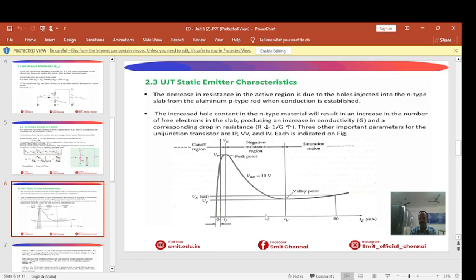Once the peak is reached, the emitter junction becomes forward biased and holes are injected into the N-type bar, and the resistance decreases suddenly. This causes a large increase in the emitter current and a sudden drop in the emitter voltage. This phenomenon is pronounced in the region called the negative resistance region, as shown in the diagram. The negative resistance region is the important characteristic feature of UJT. So it has three regions of operation: cutoff, saturation, as well as the negative resistance region.